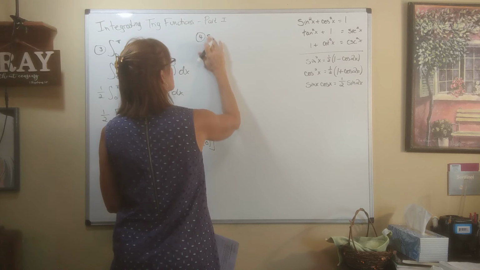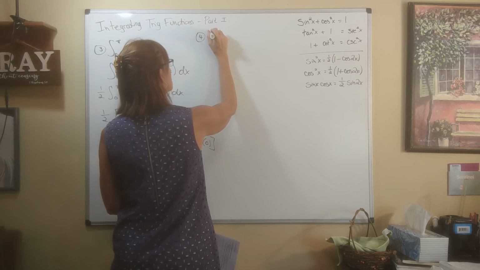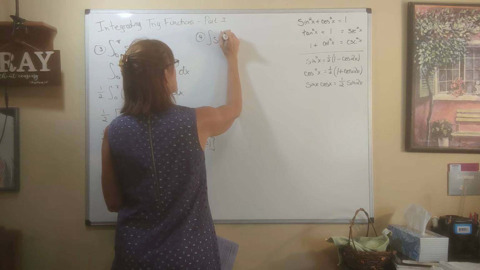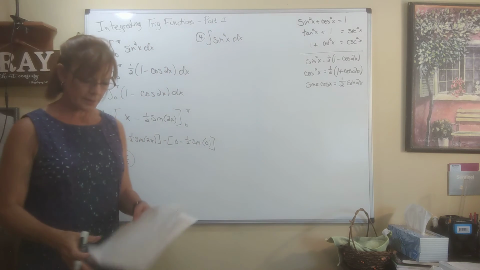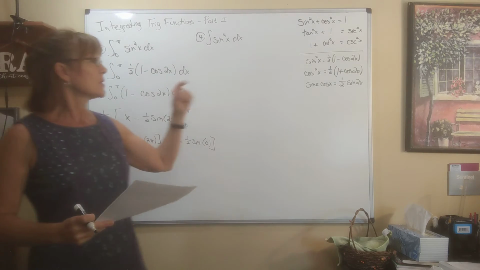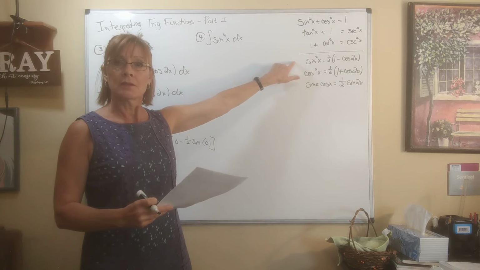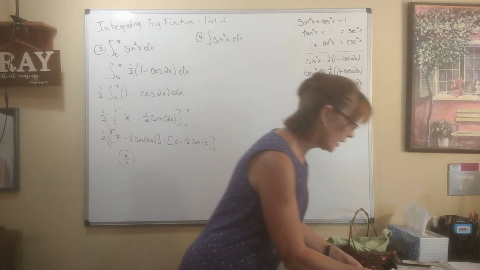So we're going to integrate sine to the 1/4 of x dx. What are we going to do with that? Okay. We're going to rewrite using this identity. Okay, so let's see what happens here.